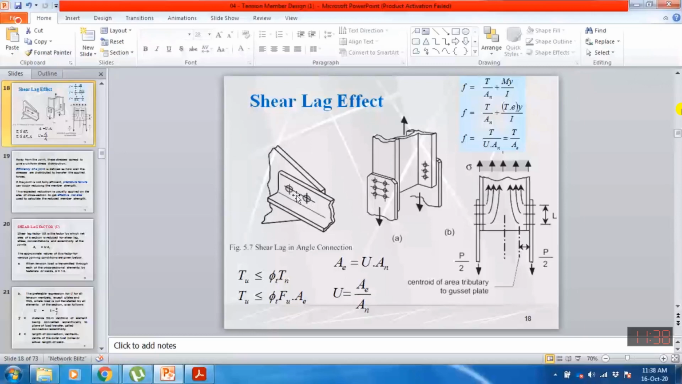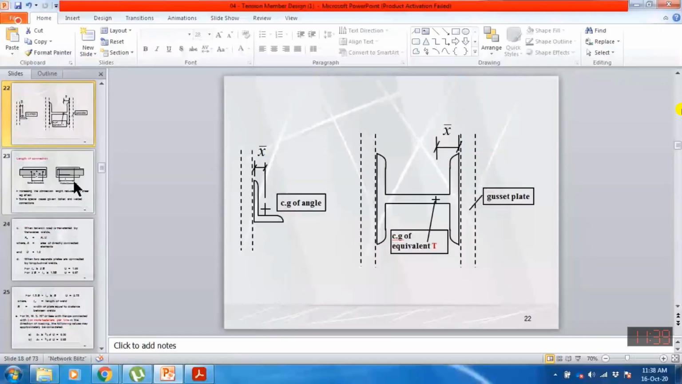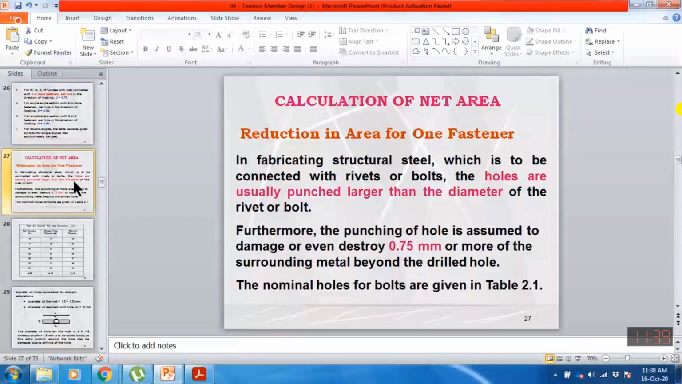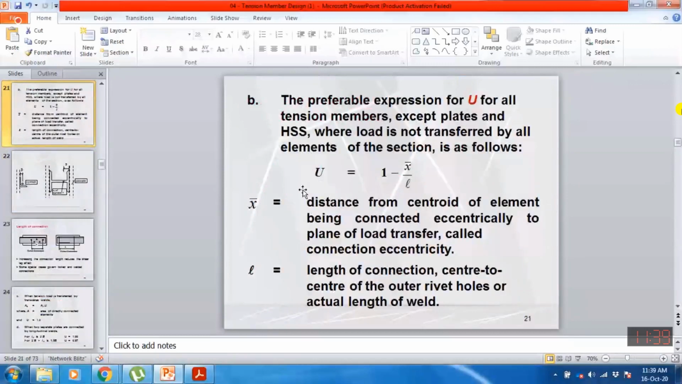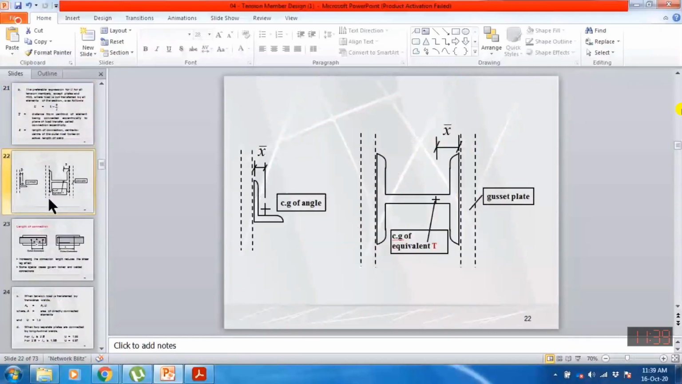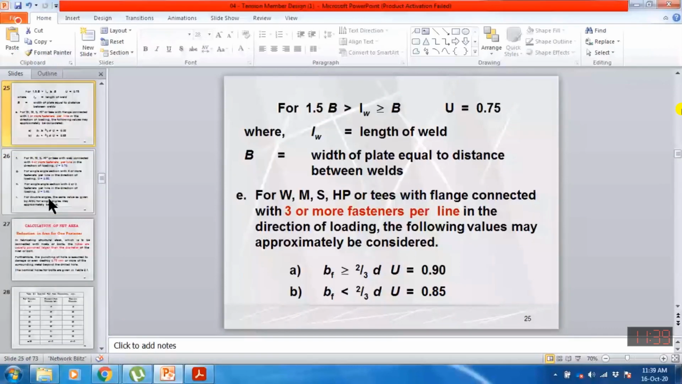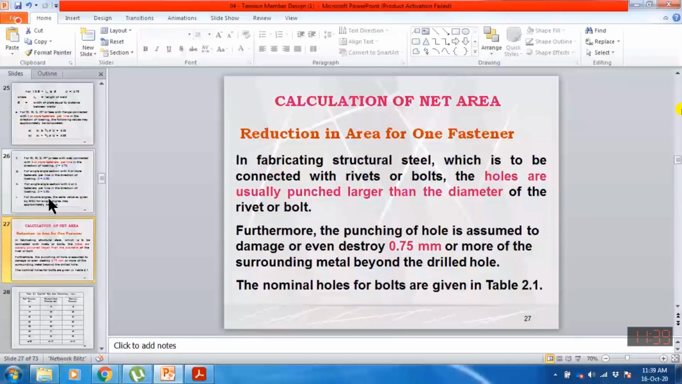And for all the other cases for the plate where the values are not given, we can compute by this formula. So you can consult page number 98 and 99 on the LRFD design aid. So next is the calculation of the net area. How can we compute a net area?